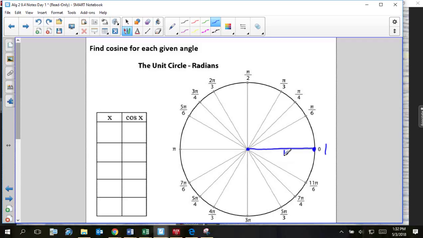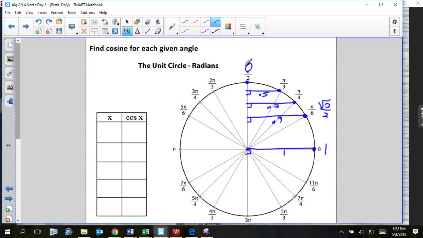So from pi over 6, we're looking horizontally. The length at pi over 6 is radical 3 over 2. I'm going to write the decimal. You already have radical 3 over 2 hopefully written over here. I'm going to write the decimal, which is about 0.9. Then at pi over 4, it is 0.7. And at pi over 3, the x value is a half, or 0.5. And then at pi over 2, we have an x value of 0.